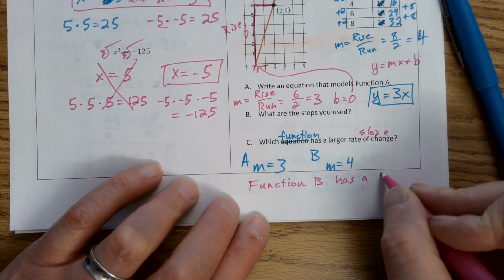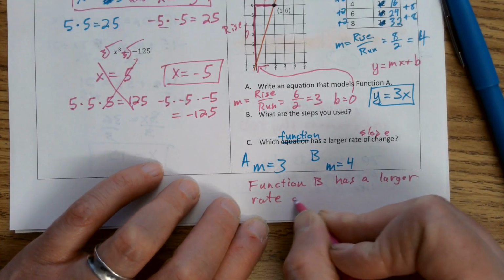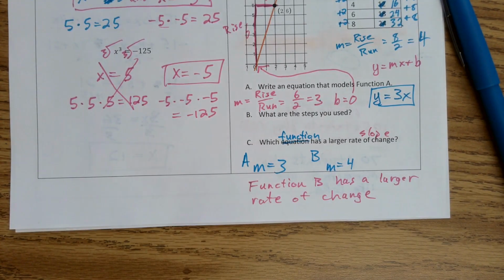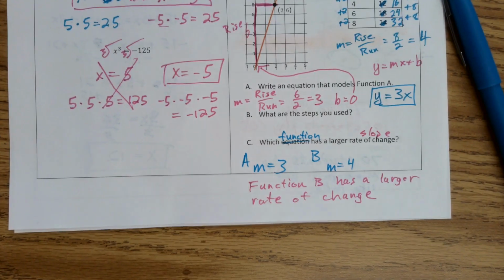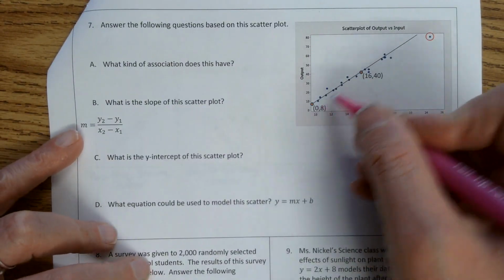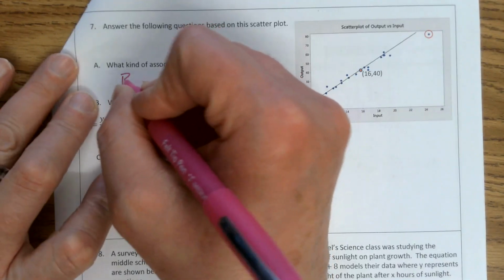Just a reminder there. Okay, so we've got this scatter plot right here. What kind of association does this have? Well, it's linear because it has a line through it. It is positive and it is strong. So I would say positive, strong, linear.